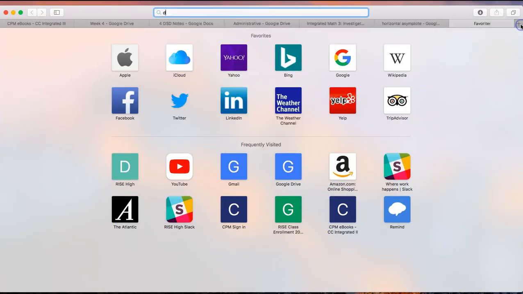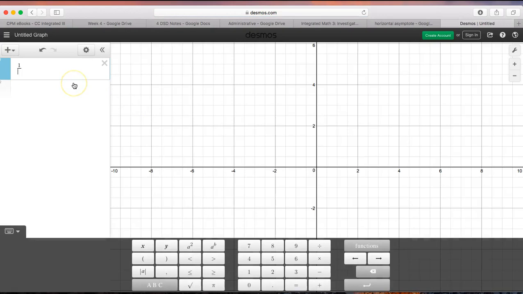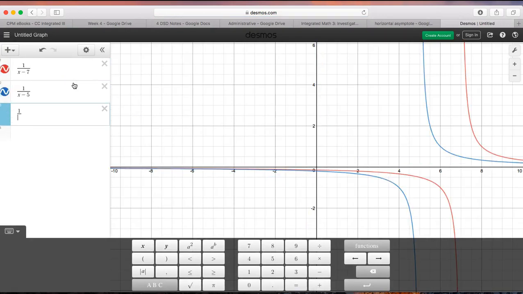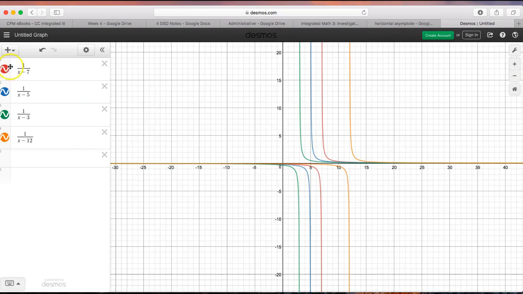So again, if I go back to Desmos and I use different types of h's, so I could do 1 over x minus 7, 1 over x minus 5, 1 over x minus 3, 1 over x minus 12. All these different types of h's, it's the same form, 1 over x minus something. This is all the functions that belong in your family. So there's a lot of different ways you can write this function, but it is a general format. They all have the same structure, okay?